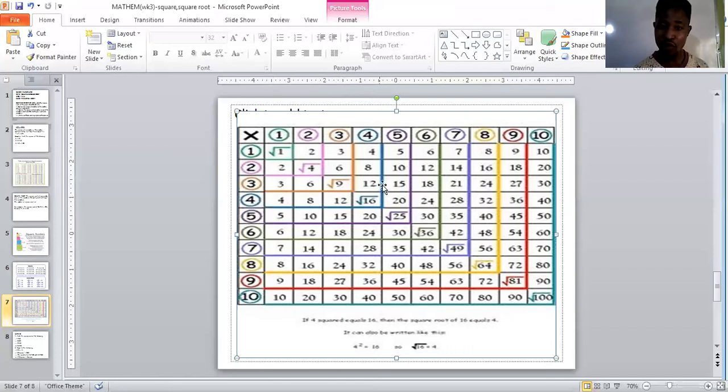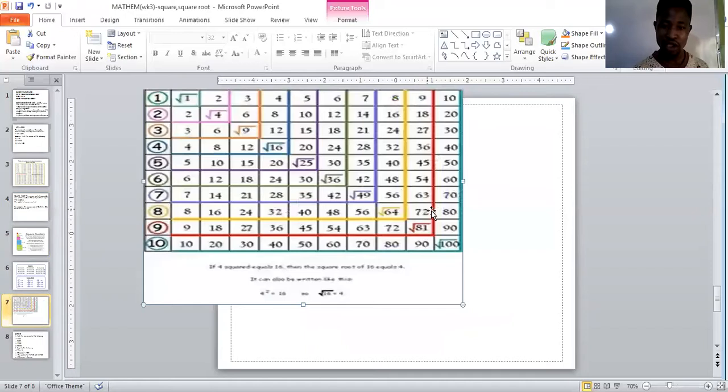4 times 4, 16. I hope you're following the blue line. Can you see? So therefore, square root of 16 is one of 4 times 4. That is 4. So that's how you follow it. 5, follow to 6 times 6, to 7 times 7, to 8 times 8, to 9 times 9, till you get to 10 times 10.